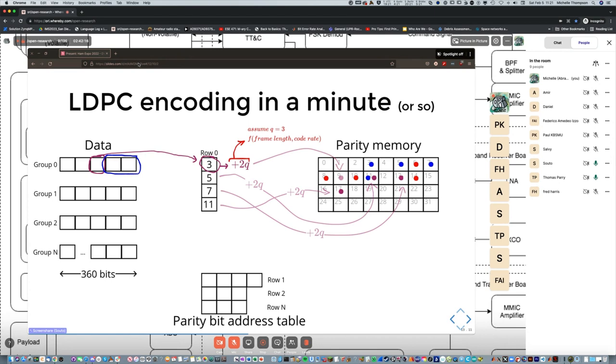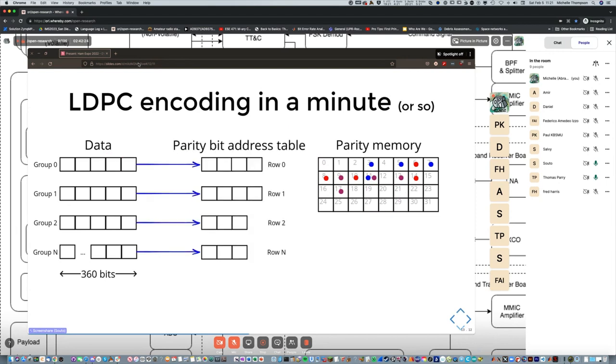The remaining bits of this group use the same process over row 0, incrementing the multiplier of Q each time. The remaining groups use the same process, but with their associated rows, and we reset the Q multiplier to 0 every time we get a new row. So once all groups are finished, the parity memory will have almost the FEC code word.